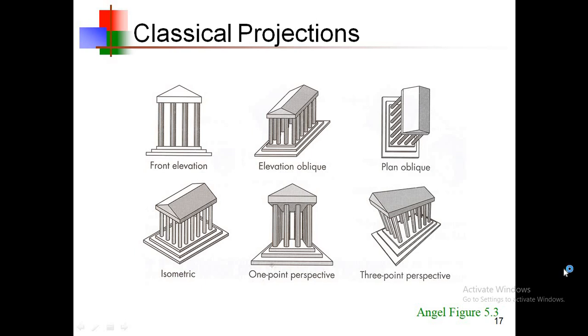Among classical projections, we have front elevation, isometric projections, elevation oblique, one-point perspective, plane oblique, and three-point perspective. These are some figures we have.